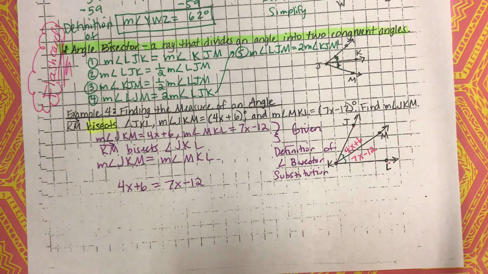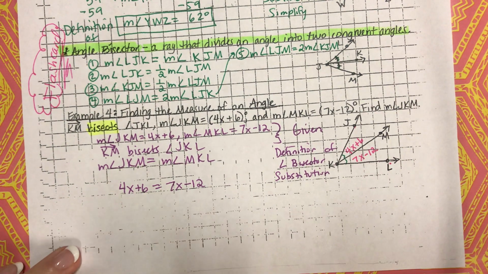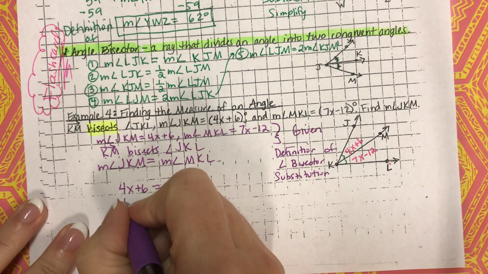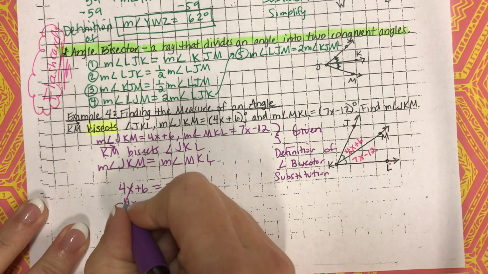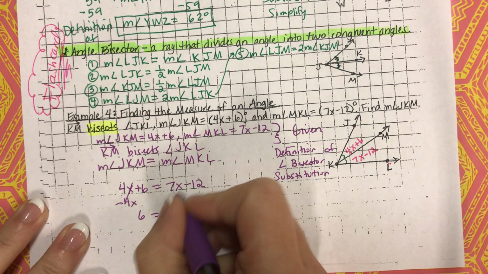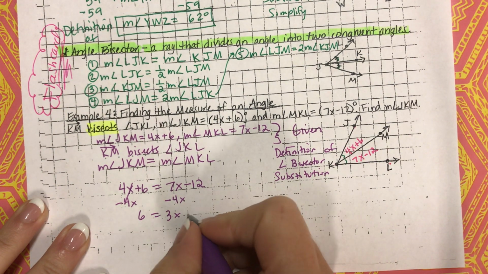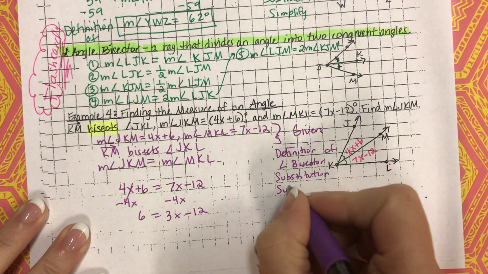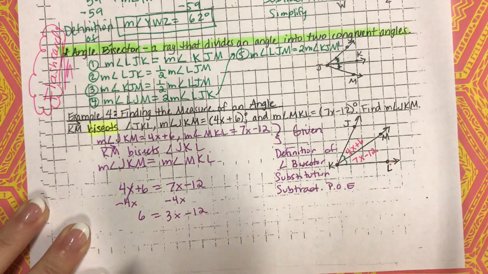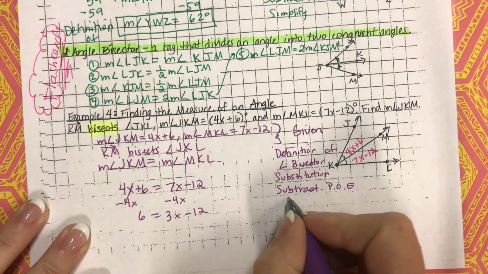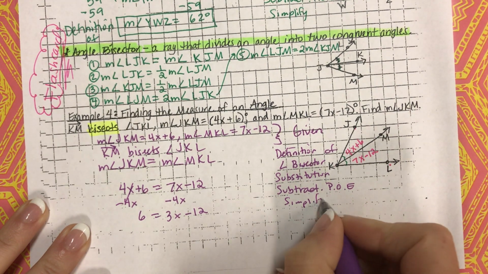And then from here, I'm just going to use algebra and solve, right? I have variables on two different sides. I'm going to move the smaller, 4 is smaller. So I'm going to subtract, the inverse operation would be subtraction. Subtract 4x to both sides. Those cancel, left with 6 equals 7x minus 4x would be 3x minus 12. So that was a little subtraction property of equality, right? And then we did a little simplifying.